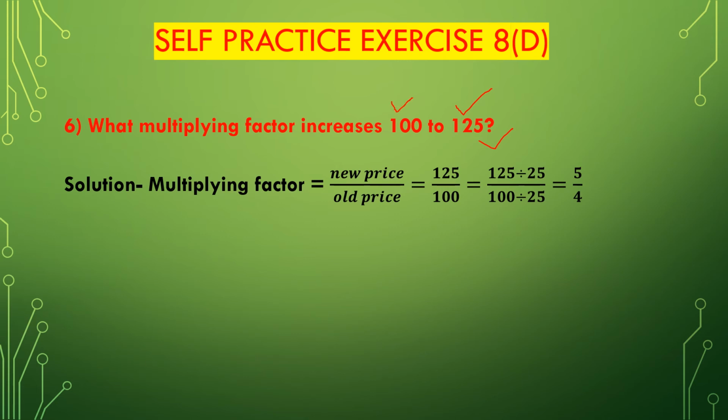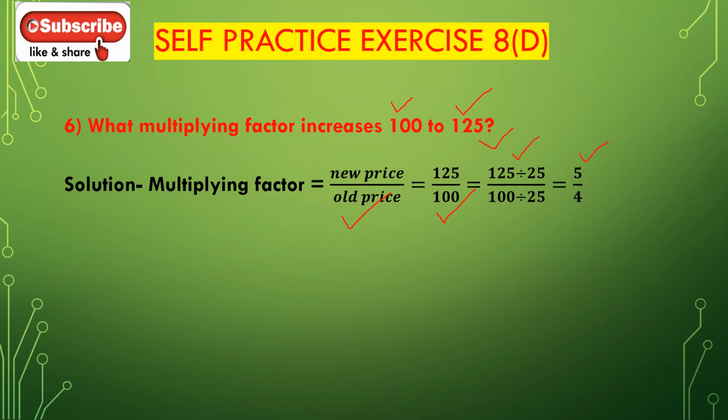So new price divided by old price is 125 divided by 100, and cancelling 125 and 100 with 25, we get 125 divided by 25 is 5 and 100 divided by 25 is 4. So we get 5 divided by 4, and 5 divided by 4 is the multiplying factor that increases 100 to 125.